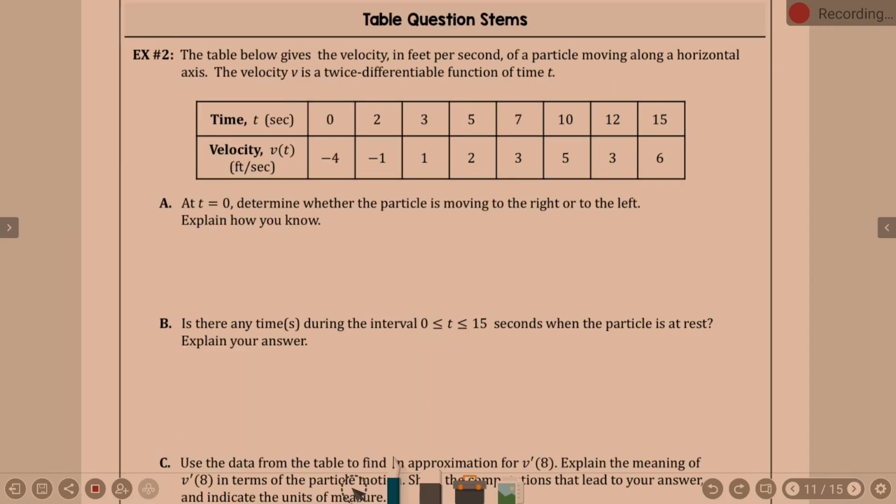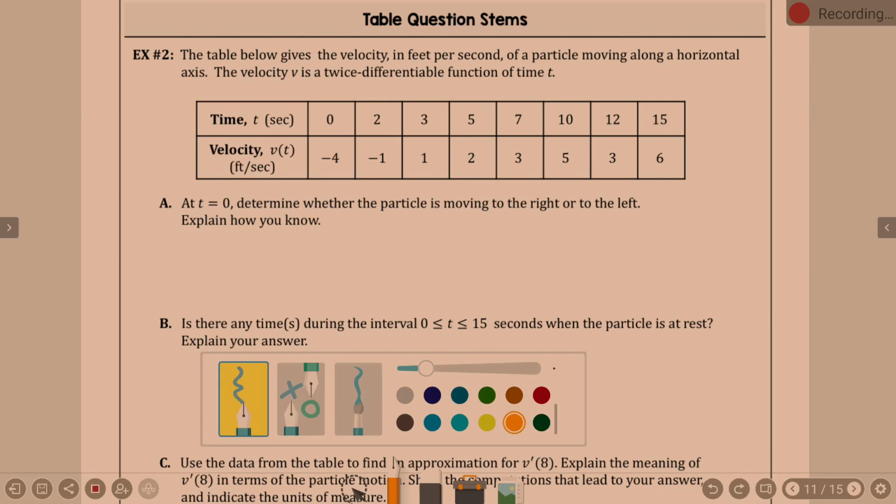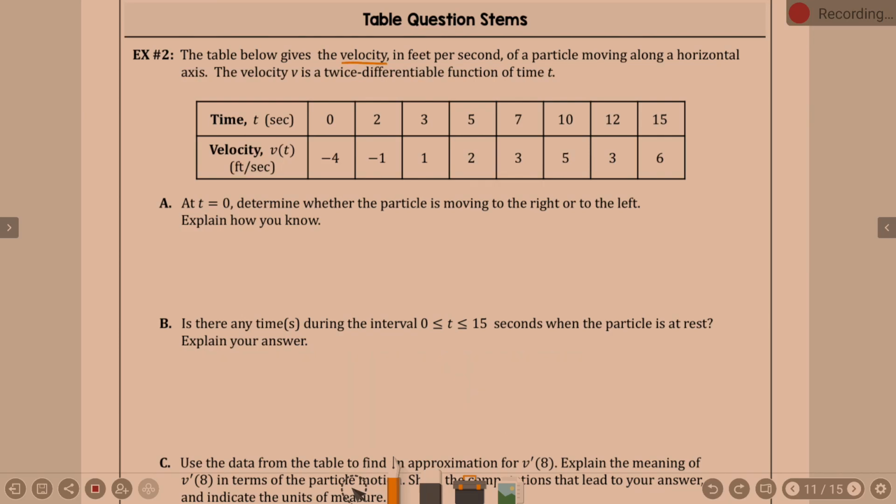Now we're going to talk table. The table gives the velocity, this time in feet per second, of a particle moving along the horizontal axis. The velocity v is a twice differentiable function of time t. Why are they telling me that it is differentiable? So the student can find acceleration. Because they have to, I don't know.